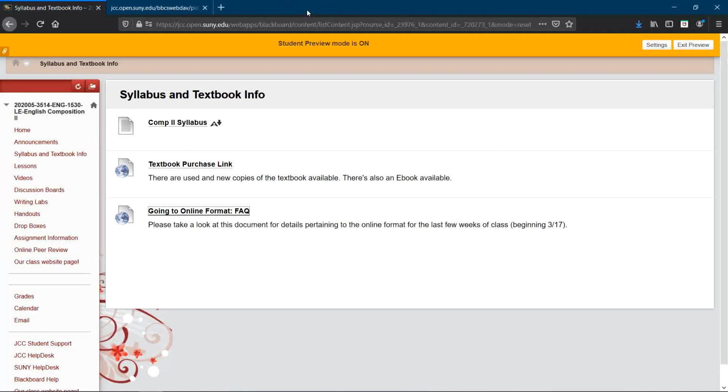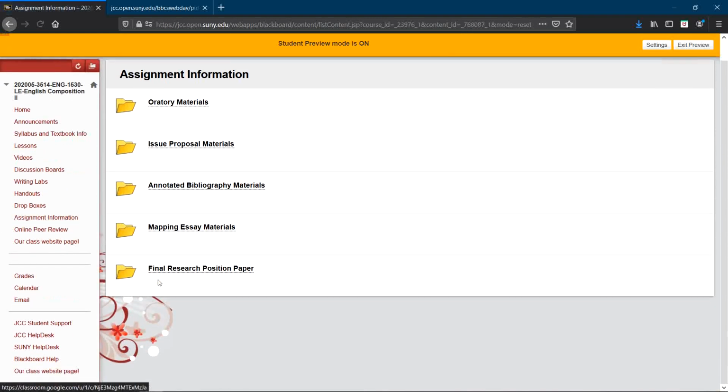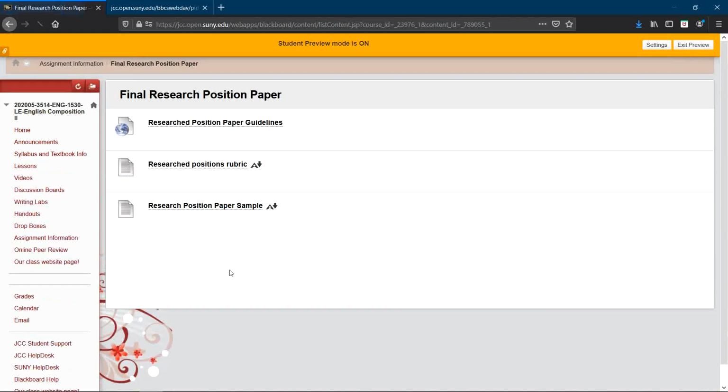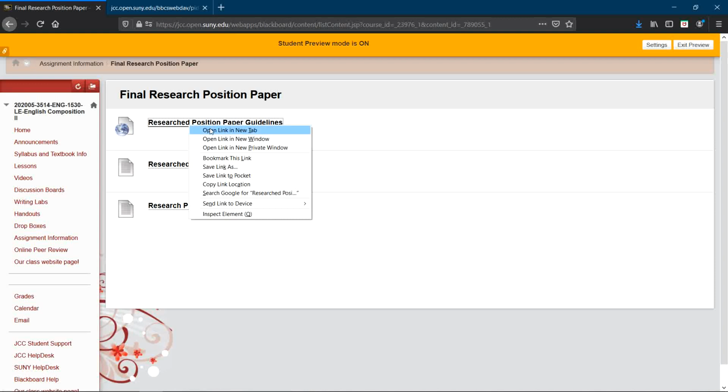Okay, so moving on to today. What we're going to be doing today is a quick review, but I do want to remind everyone that under assignment information and under the final research positions paper, again, that is the RPP, that's all the same thing. So I have the guidelines here.